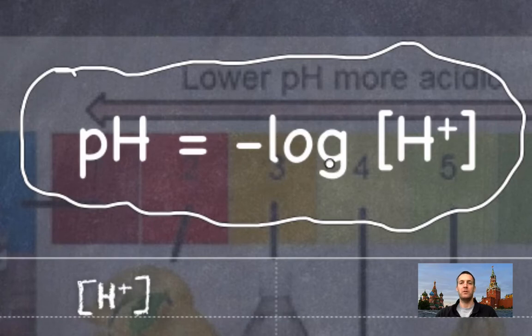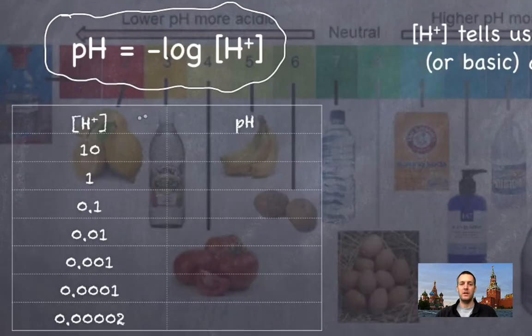Or in other words, if we find the log of something, we're saying, what power do we have to raise 10 to get this number? And if we're taking the negative of that, we stick a minus sign in front of it. So if I had a concentration of H plus of 10, the power I'd have to raise 10 to get 10 would be 1. But I stick a negative in front of that, so it's minus 1.